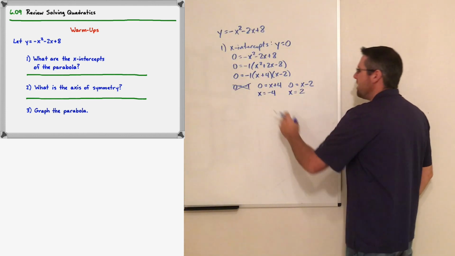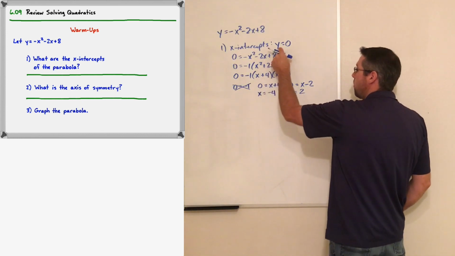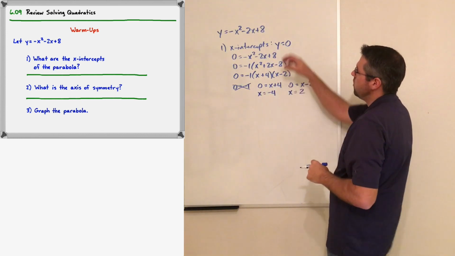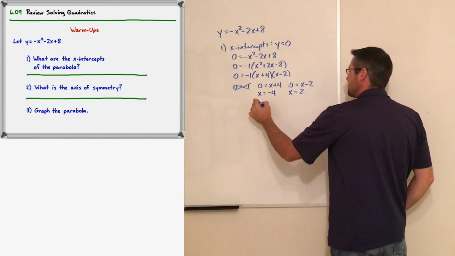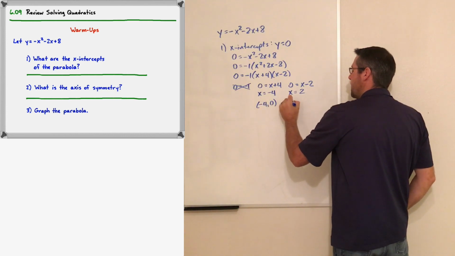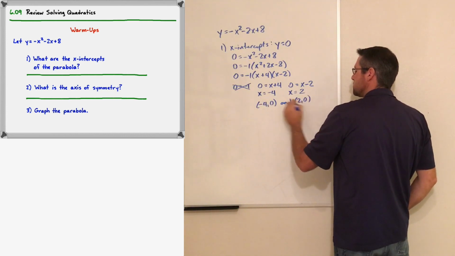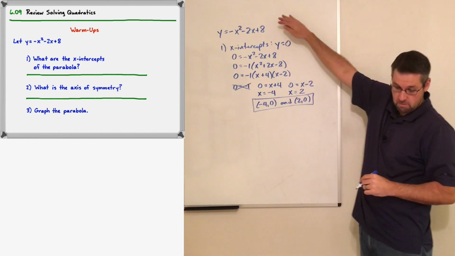Now from here, these are not my answers. These are the solutions to this equation, but they're not the answer to the question that was asked. The question was, what are the x-intercepts? The x-intercepts are, remember, coordinates. So it would be negative 4, 0 and 2, 0. So those are my x-intercepts on this parabola here.